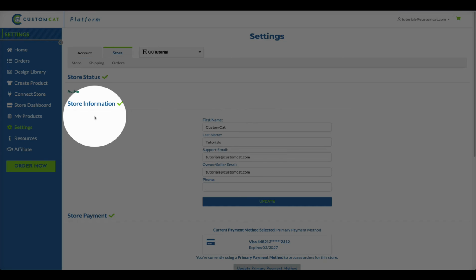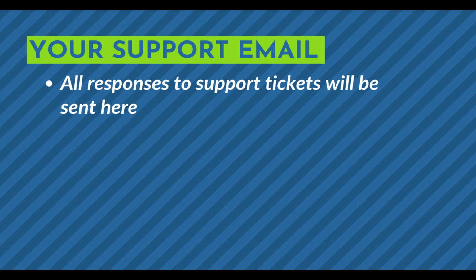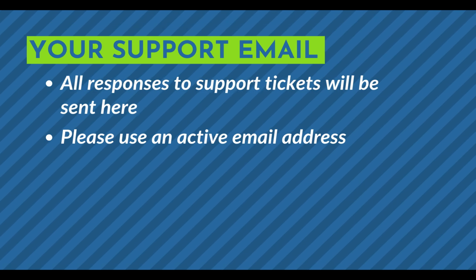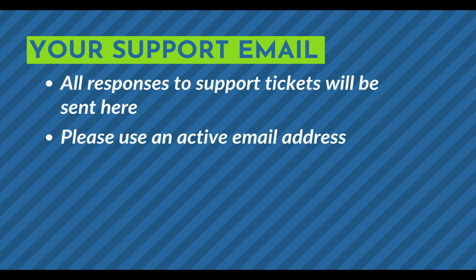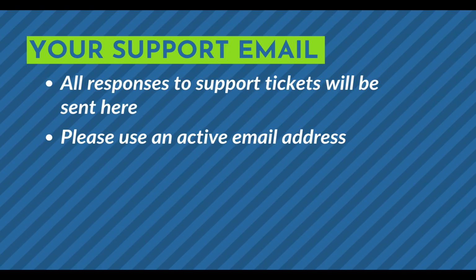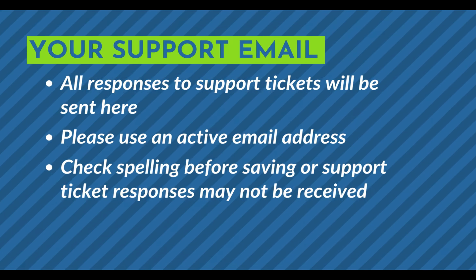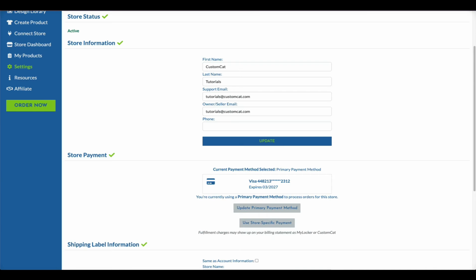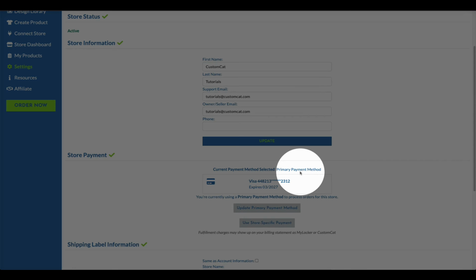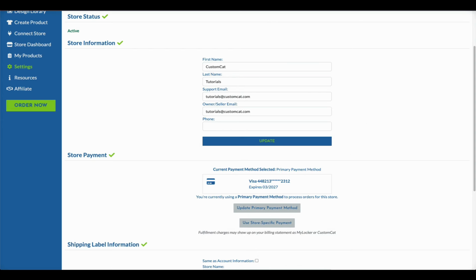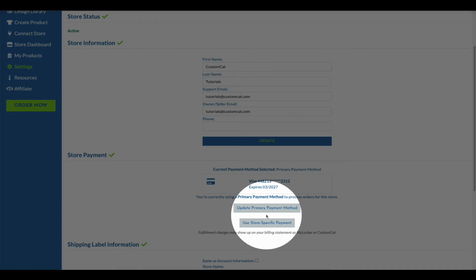Next, there's the Store Information section. This includes the support email address, which is used for handling support tickets. Make sure the email you enter is accurate and regularly monitored, as it's how your customers will reach you for support. Also, don't forget to check for spelling errors before saving your support email, or support tickets may not be received. For store payment, by default, the primary payment method set in your account will be used. However, if you want to set a different payment method for a specific store, you can choose to use a store-specific payment method at any time.